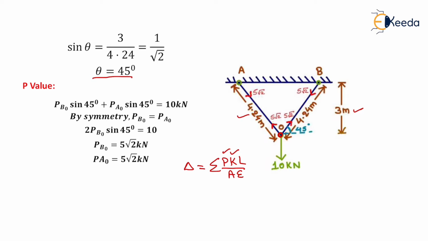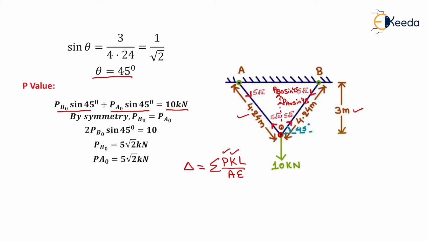By taking the equilibrium of joint O, the vertical components of the inclined members AO and BO will be like this, that is, PBO sin 45 as well as PAO sin 45. Now we take the vertical forces equilibrium at joint O, then the equation will be PBO sin 45 plus PAO sin 45 is equal to the downward loading, that is 10 kilonewton.